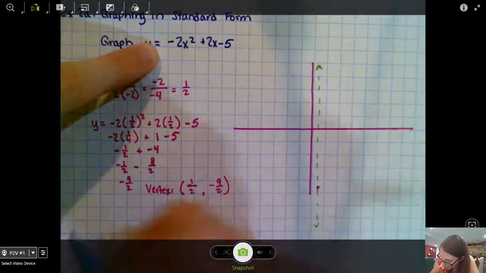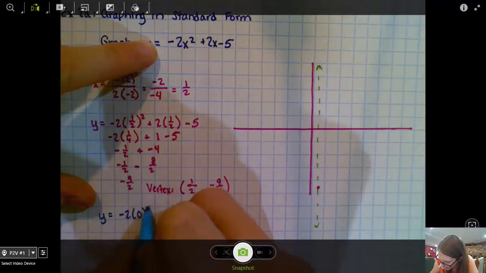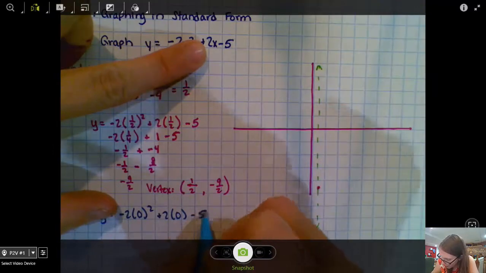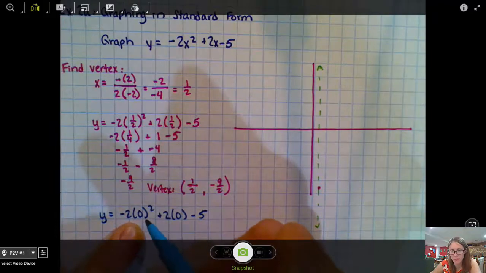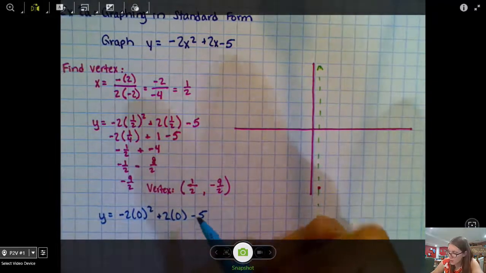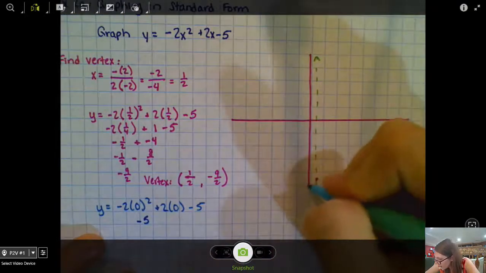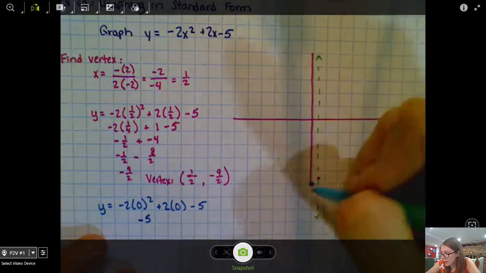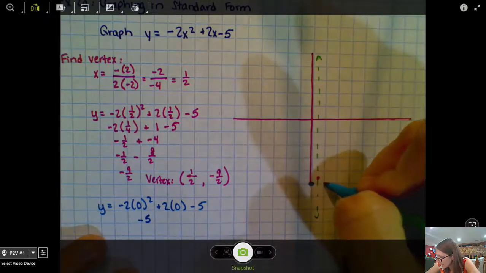Plug 0 into my equation. I get y equals negative 2 times 0 squared plus 2 times 0 minus 5. Well, 0 squared is 0, 0 times negative 2 is 0, plus 0, I get negative 5. (0, negative 5) is on my parabola. And if (0, negative 5) is on my parabola, same right over here on the other side of my axis of symmetry.